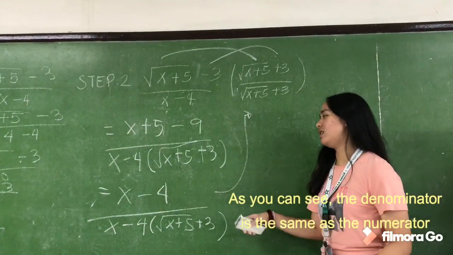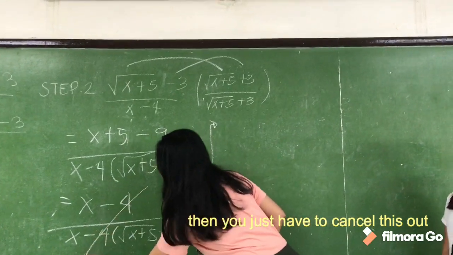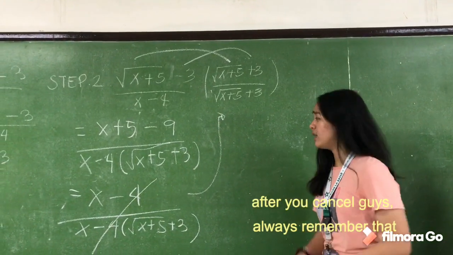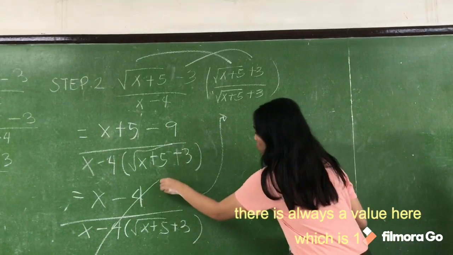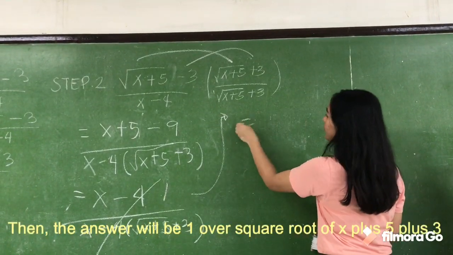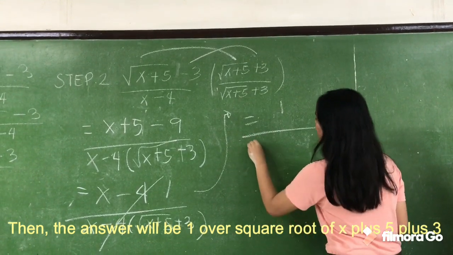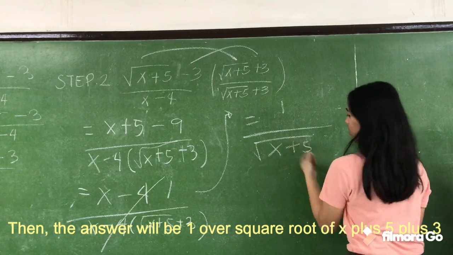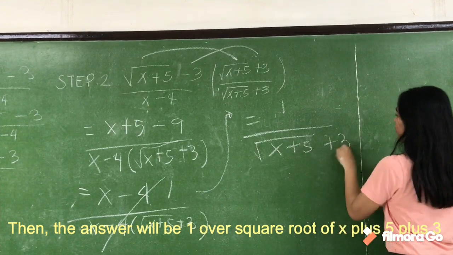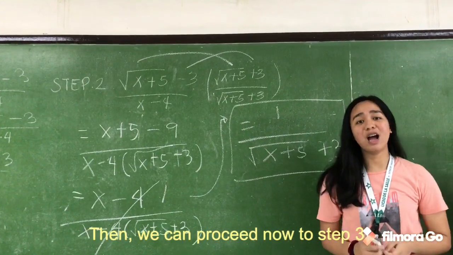As you can see, the numerator is the same as the factor in the denominator, so you just have to cancel this out. After you cancel, guys, always remember that there is always a value here, which is 1. Then the answer will be 1 over square root of x plus 5 plus 3. Then we can proceed down to step 3.